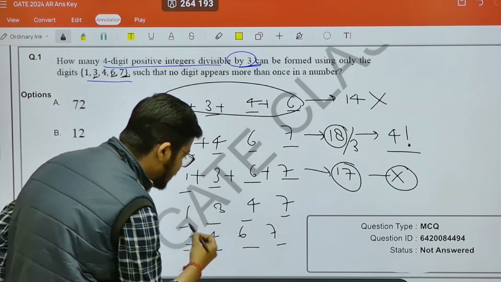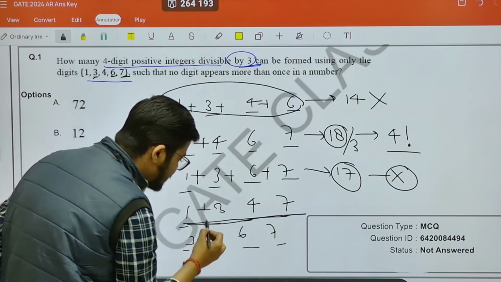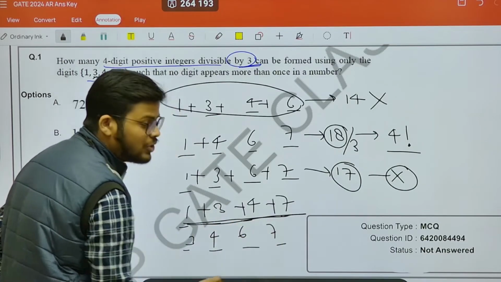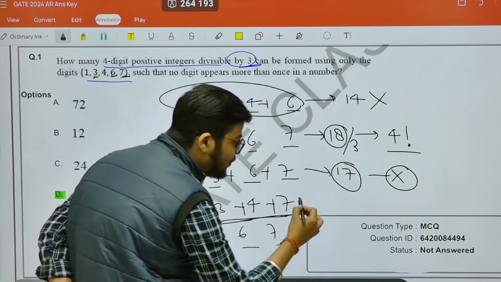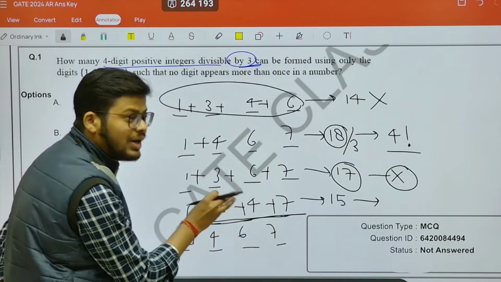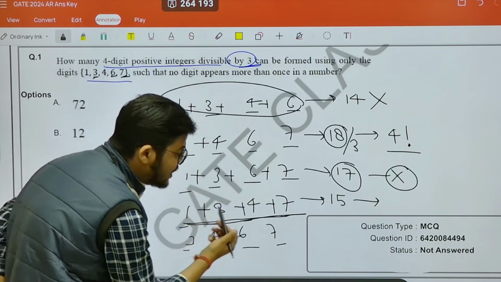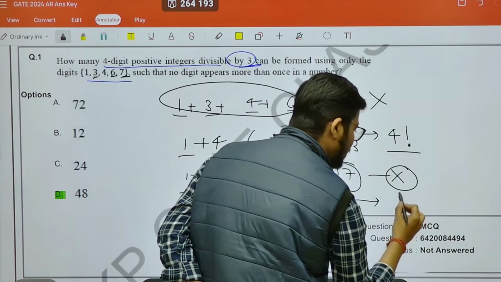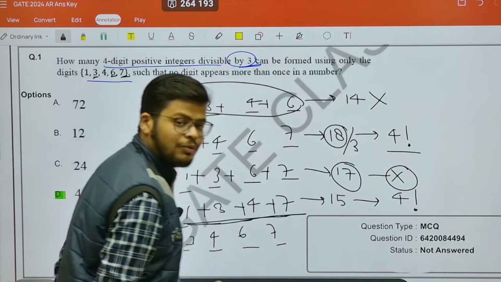The same way for option number 4, 1 plus 3 plus 1 is going to be 4, 4 plus 4 is going to be 8, 8 plus 7 is going to be what? 15. Now this 15 is also divisible by 3. That means any combination made by using these digits will also be divisible by 3. That means in this case, how many combinations will be possible in total? That will be 4 factorial.